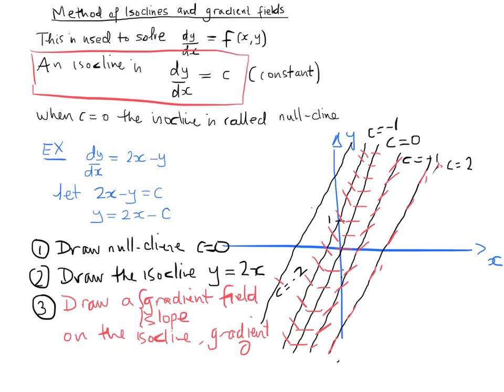Gradient of 2. Something like that. That's positive, isn't it? It shouldn't be, because c equals minus 2. C is minus, yes, sorry. So c equals minus 2, so it's a negative gradient. Negative 2, there we go, negative 2 gradient.